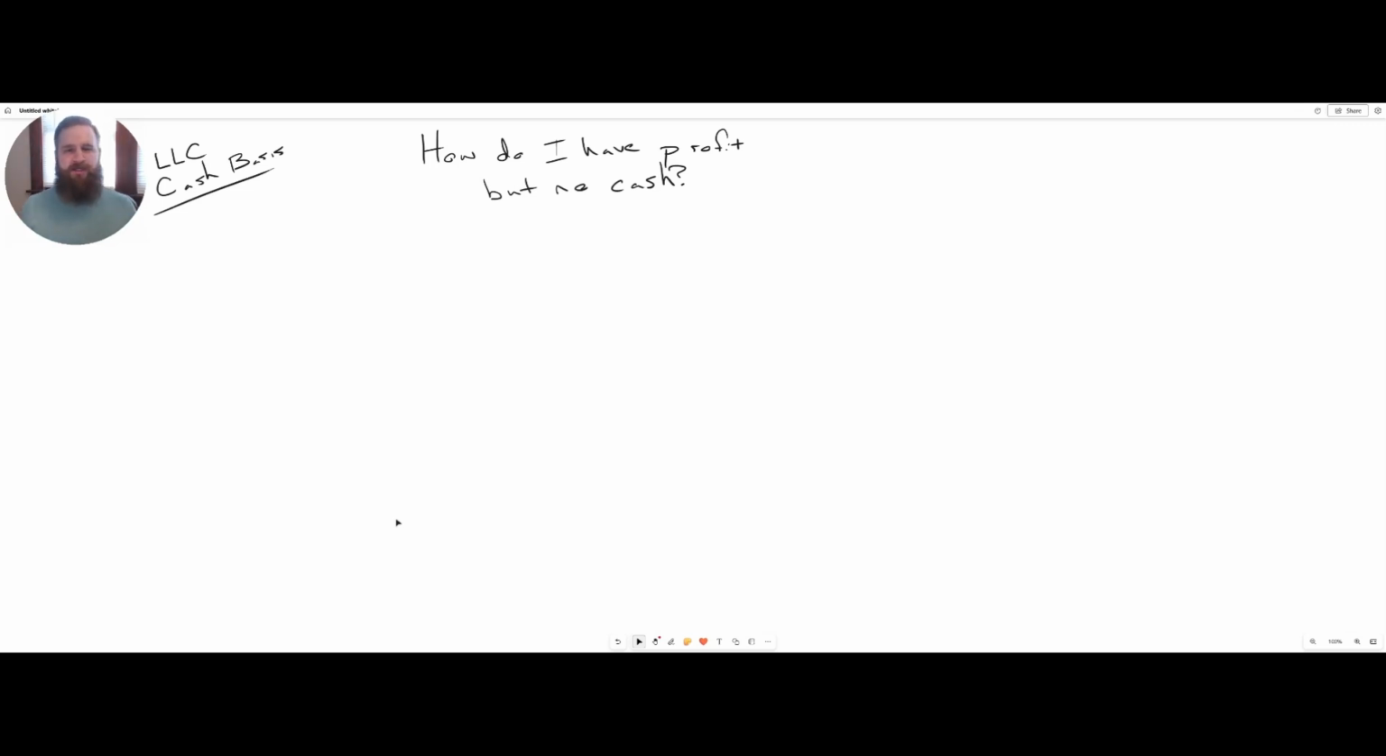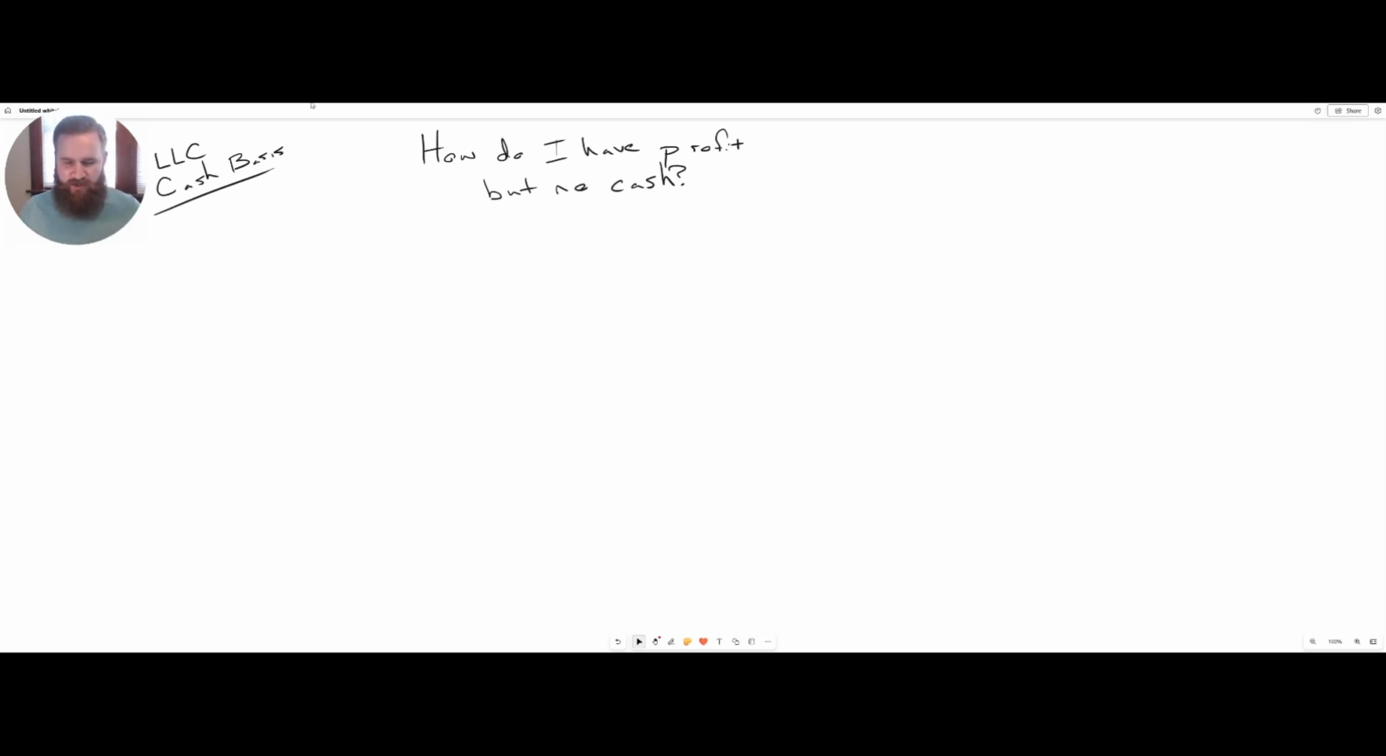So I want to break down some of the uniqueness of accounting, what your taxable profit is, how that relates to cash, and what the differences are. I'm going to use a really basic example. These numbers are not for any specific industry. I'm just using random numbers to prove a point.